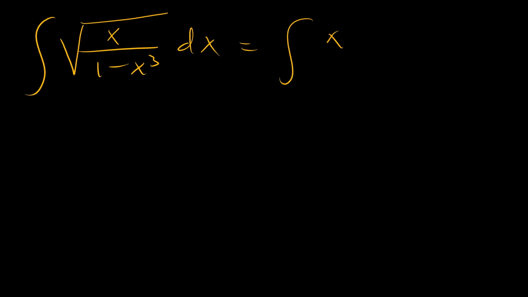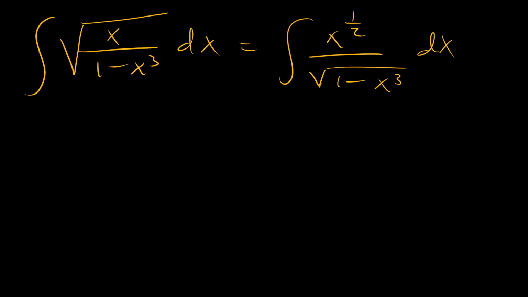The integral of the square root of x over 1 minus x cubed. We could also express it as the integral of x to the power half over the square root of 1 minus x cubed. The important thing to note is the numerator there, because we want to substitute for the complex expression, such as x to the power half or x to the power 3.